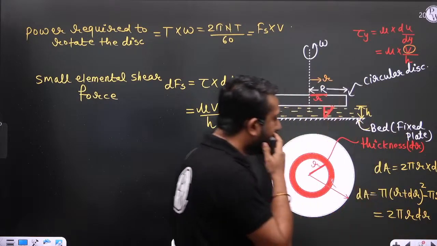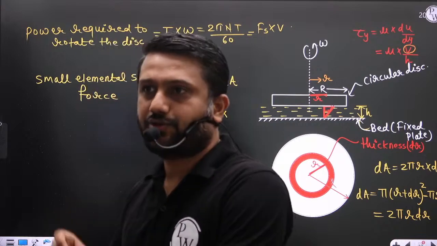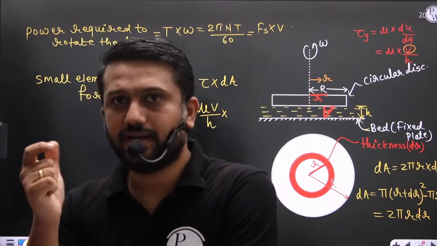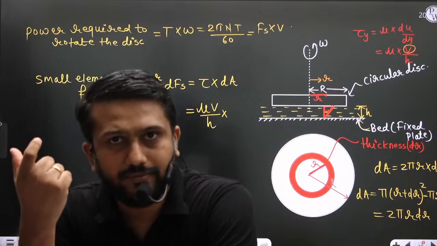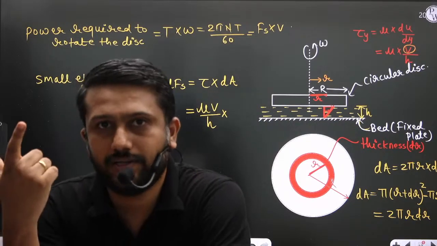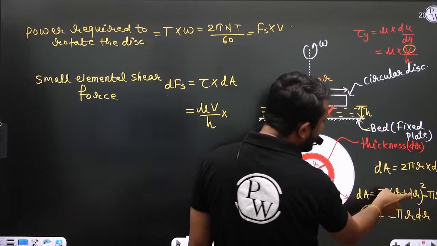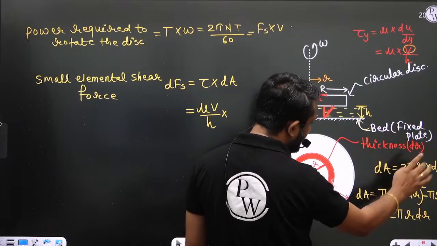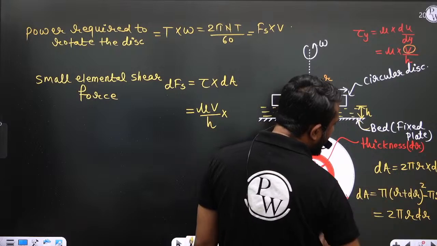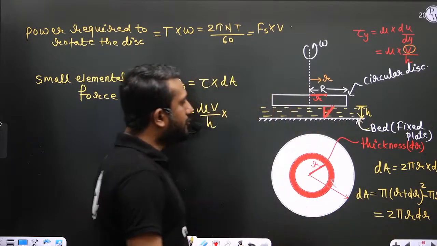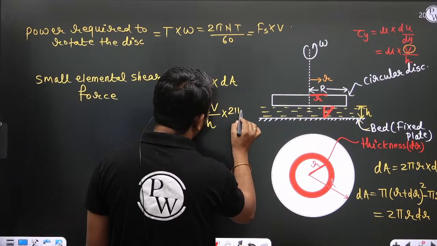If you open (r plus dr) whole square, so r square plus dr square. Dr is already a very small quantity, so dr square is very, very small. So if you open this, r square plus 2 r dr, and dr square is negligible. So pi r square is cancelled out, and ultimately what you get is 2 pi r dr. So this is the shear area, 2 pi r dr.